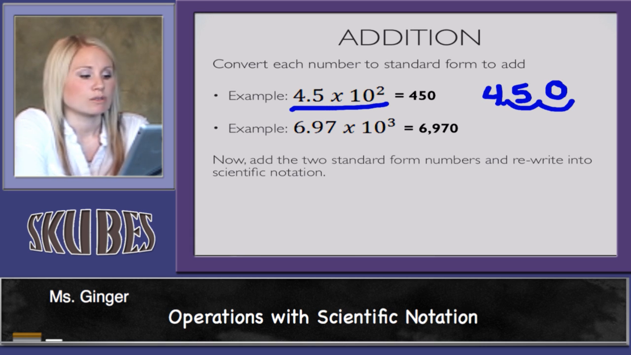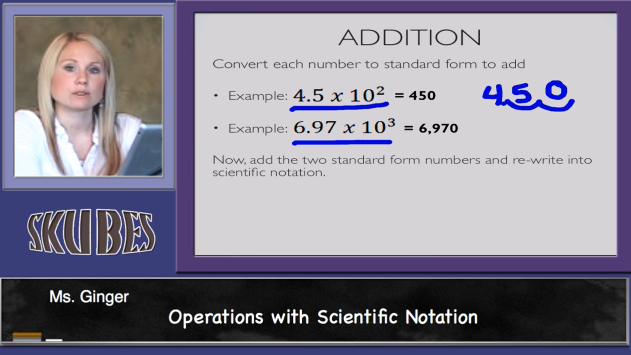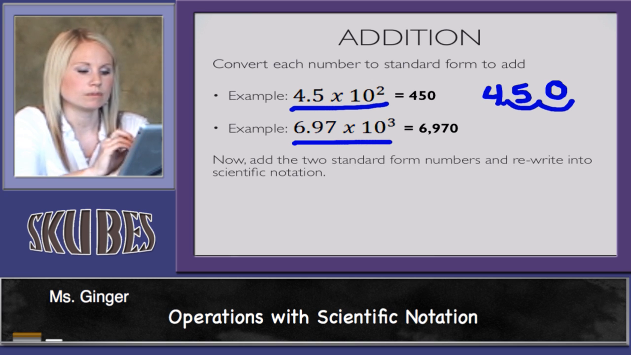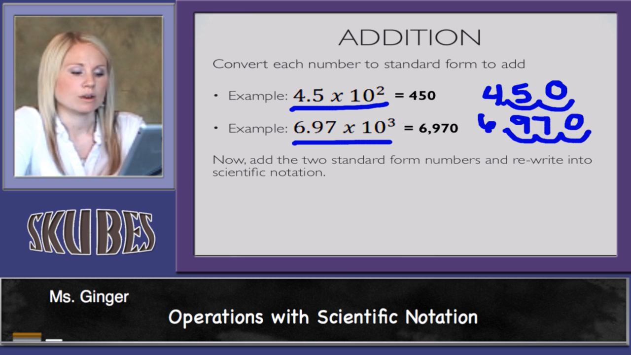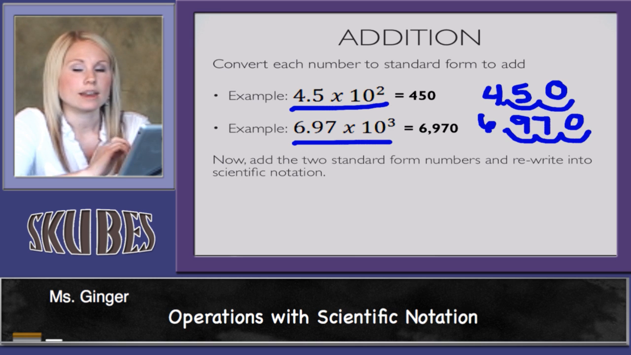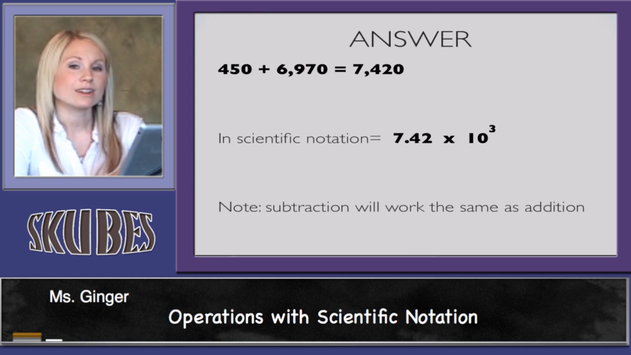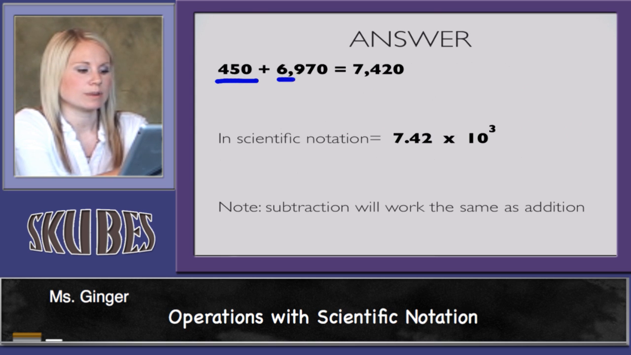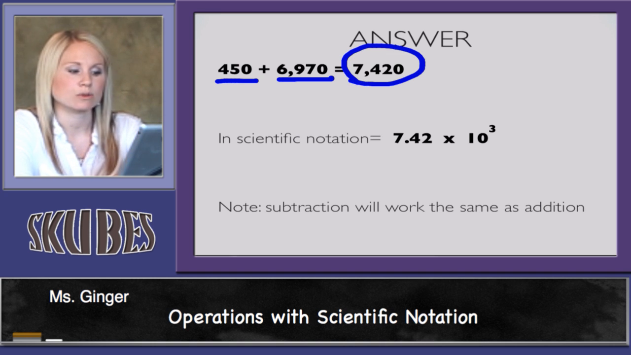So if I needed to add 4.5 times 10 to the 2 plus 6.97 times 10 to the third, the second number, I would proceed to convert both of these to standard form. You can see this second one needs to be moved 3 spaces to the right because of that positive power of 3, arriving at 6,970. And now I can easily add these two standard form numbers together. Alright, so you can see that here. 450 plus 6,970 equals our standard form here, 7,420.